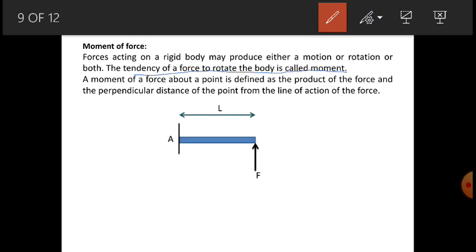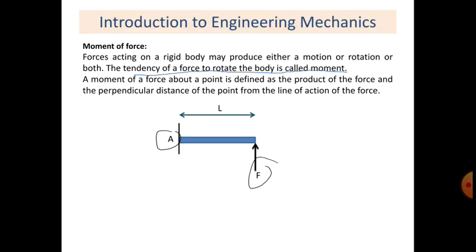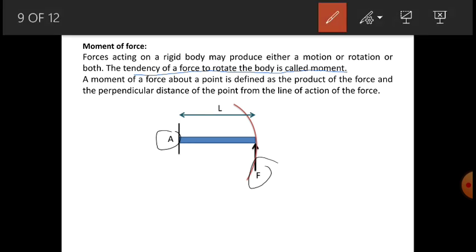This is a door, okay, and it is fixed at the point A, right? Suppose there is a hinge here at point A, and now I am applying a force F at the free end. This is the fixed end, and this is the free end whose length is L. When I apply the force, there is a moment, right? You can see the curve.